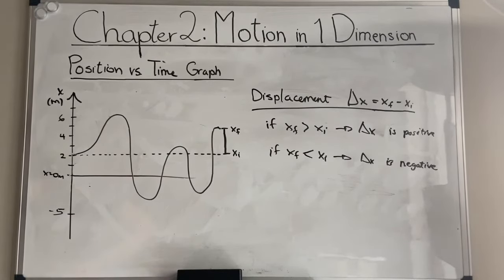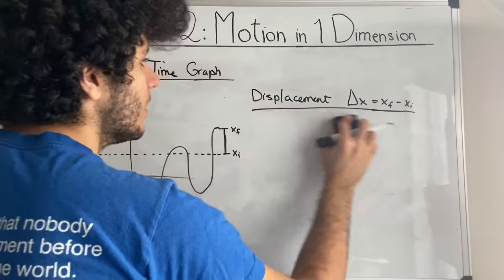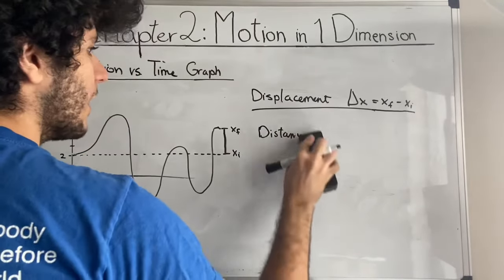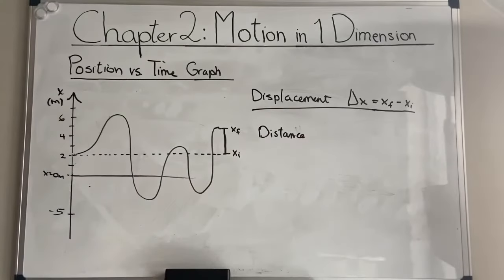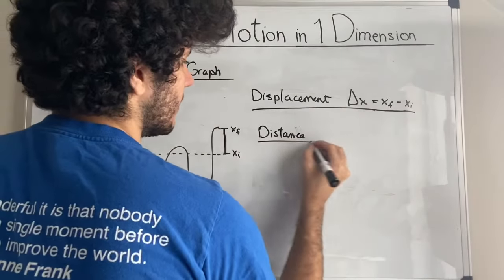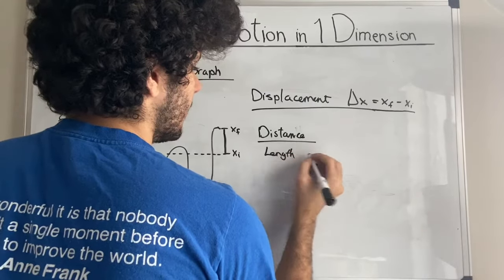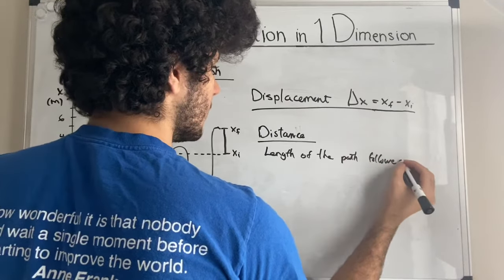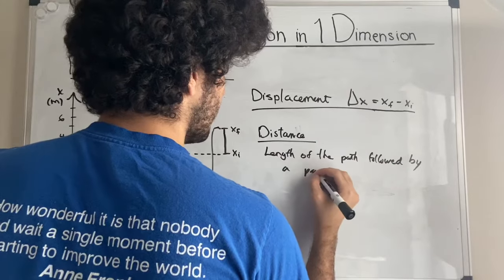So there's displacement, and it's worth noting that there's also distance, right? And we really, and I mean really, don't want to confuse displacement with distance. Distance is not displacement, right? That's what I've been trying to say for the past like 10 seconds. So it's very important to recognize the difference between these two. Distance is the length of the path followed by a particle.